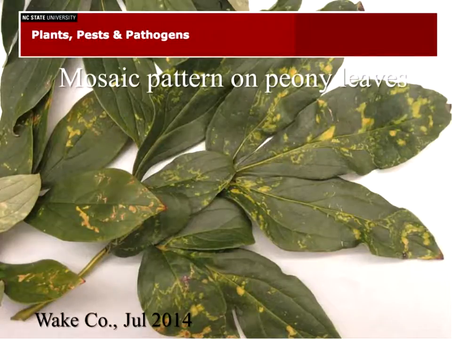Here's another peony foliar problem. This one is pretty classic actually. We see this mosaic pattern. This one came from a nursery in Wake County this year, but you could see it also on plants in the landscape potentially. Anybody know what this one is, or what group of diseases it belongs to?